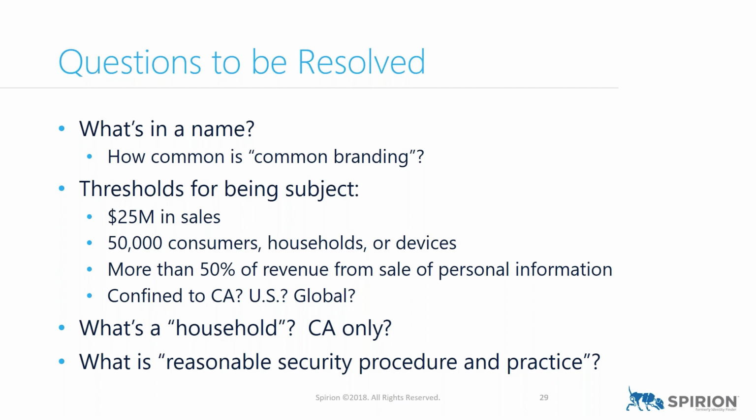Or 50,000 consumers, households, or devices. Well, suppose that you've got way more than that nationwide, but you have some folks in California. Does that count? Or does it have to be a minimum of 50,000 in California? We don't know. And in terms of sales, is that, again, California, US, global? We don't know. So that has to be resolved. What's a household? We don't know. They haven't defined it. Are the households supposedly just in California? Could they be elsewhere? We don't know.